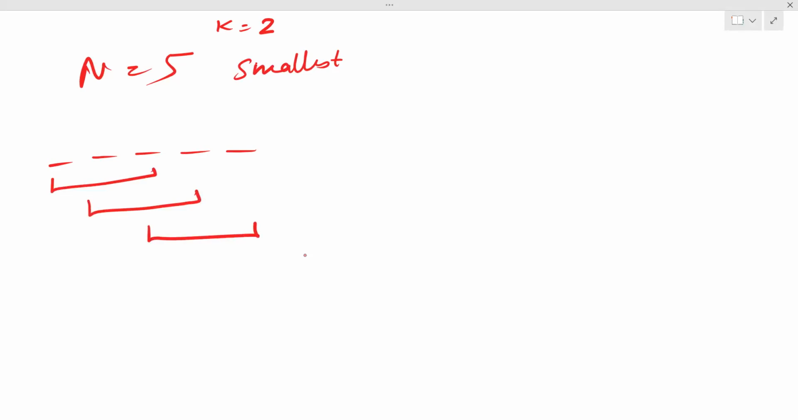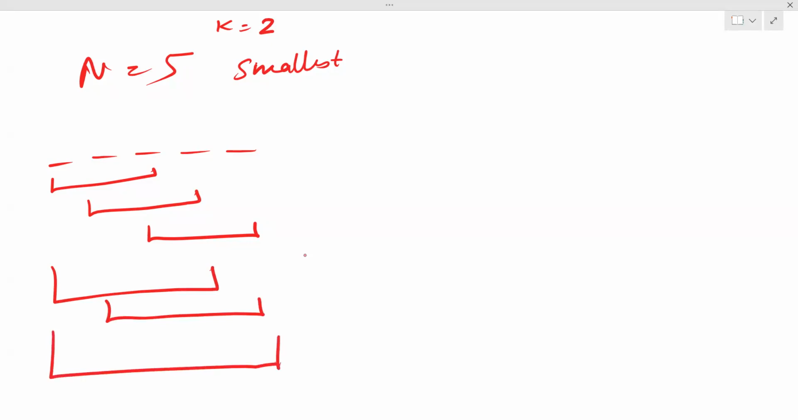If I just look at these 3, it shouldn't be like 1 2 1. This is a palindrome, right? So these 3 digits shouldn't be a palindrome. Then if I look at these 4 digits, they shouldn't be a palindrome either. And if I look at the whole number, all 5 digits at once, they shouldn't make a palindrome either. So if k is 2, I'm looking at substrings which are strictly greater than k.